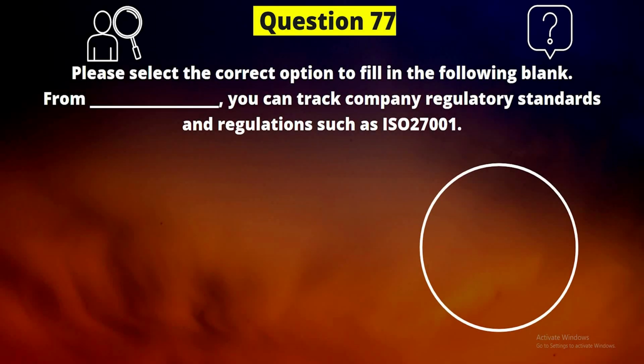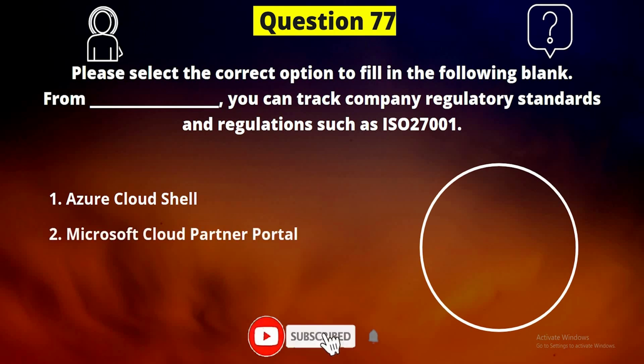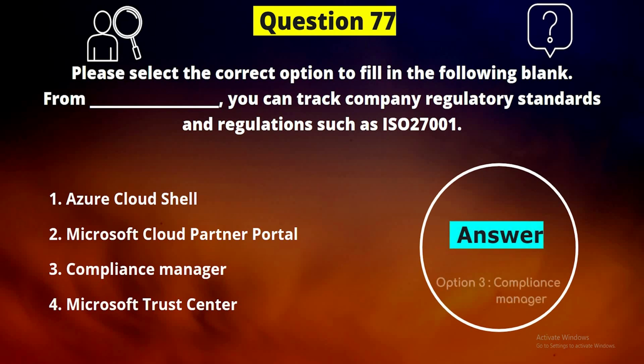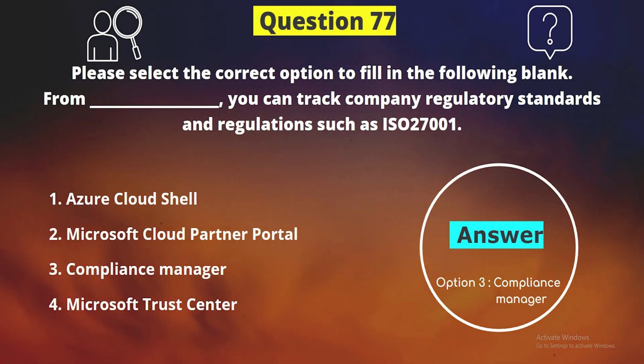Question 77. Please select the correct option to fill in the following blank. From Dash, you can track company regulatory standards and regulations such as ISO 27001. And the options are Option 1, Azure Cloud Shell. Option 2, Microsoft Cloud Partner Portal. Option 3, Compliance Manager. Option 4, Microsoft Trust Center. And the correct answer is Option 3, Compliance Manager.